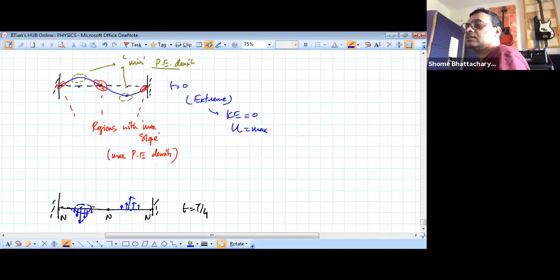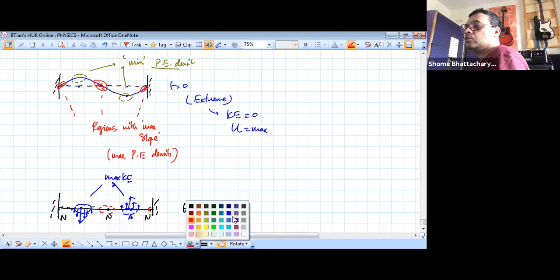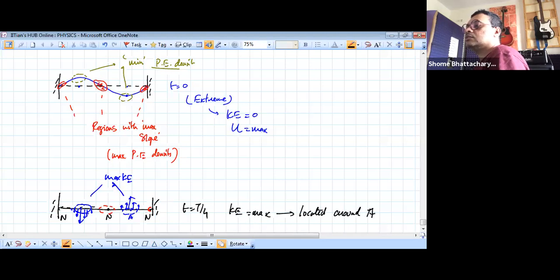So you can see that this region and this region near the antinodes has maximum kinetic energy. And the regions near the nodes have minimum kinetic energy. So now the energy of the system is in the form of kinetic energy, but where is that kinetic energy localized? Kinetic energy has become maximum, and it is located around the antinodes. Potential energy is tending to zero. Here it was the opposite, and the potential energy was located where? It was located around the nodes. So continuously energy is shifting between nodes and antinodes.